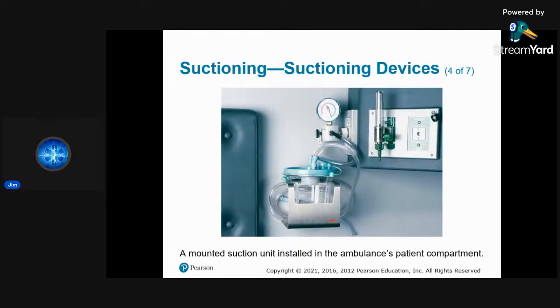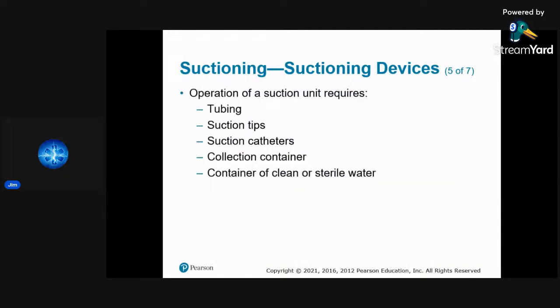Here's a picture of a mounted or onboard suction unit. If you look at the top of it, you can see the device to measure how many millimeters of mercury we're getting. You see all the tubing, and there's the collection canister. Operating a suction device requires tubing, suction tips, suction catheters, a collection canister, and a container of clean or sterile water.